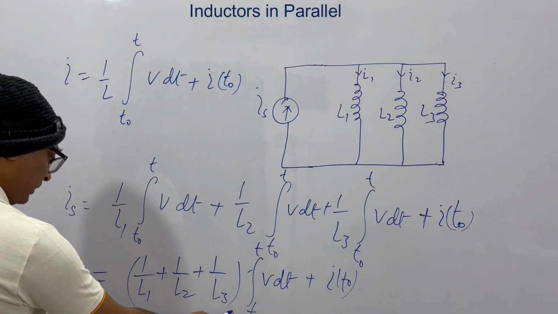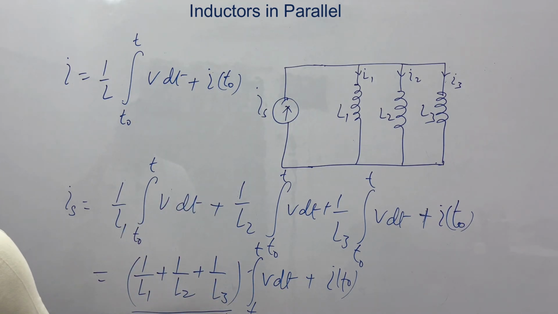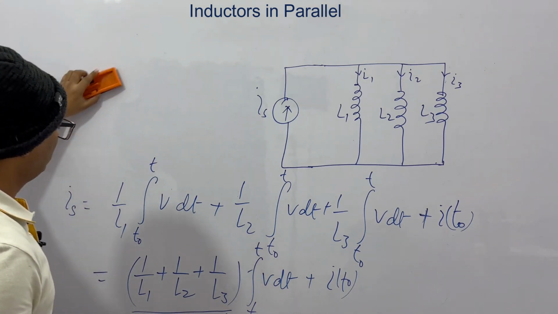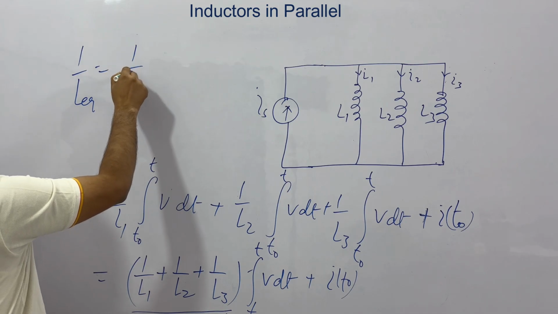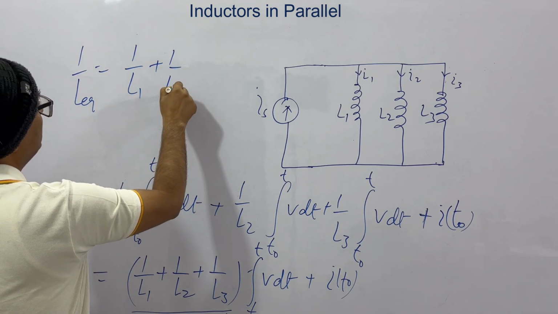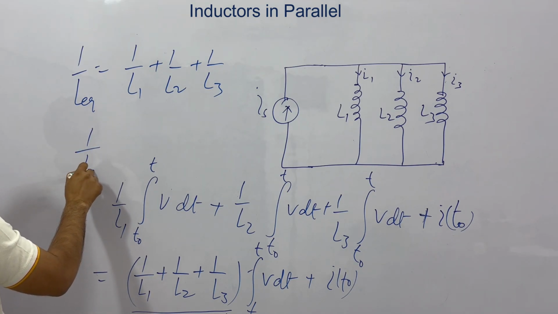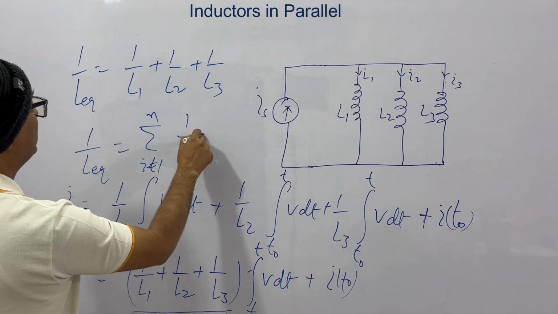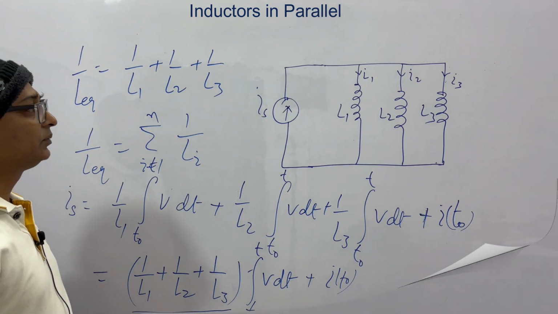So what is the equivalent inductance when connected in parallel? 1 by L equivalent is equal to 1 by L1 plus 1 by L2 plus 1 by L3, or we can say that 1 by L equivalent is basically the sum over i equal to 1 to N of 1 by Li. So this is inductors in parallel.